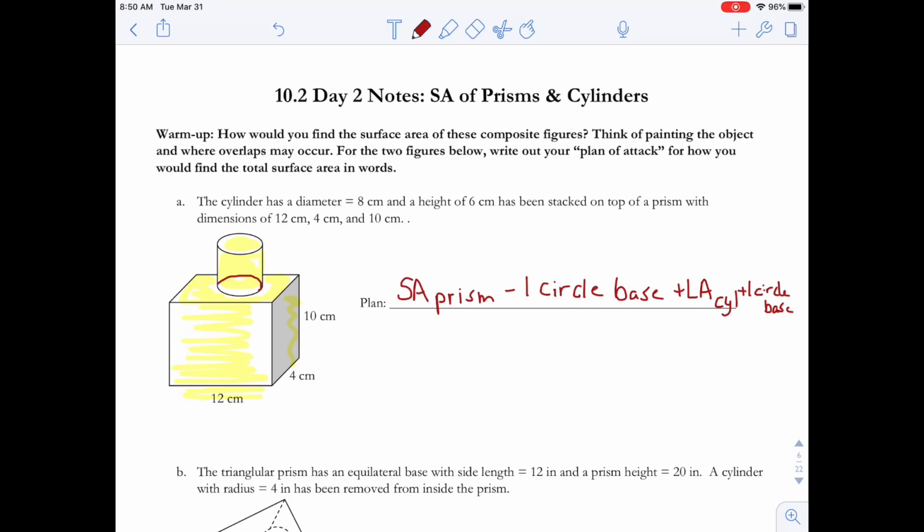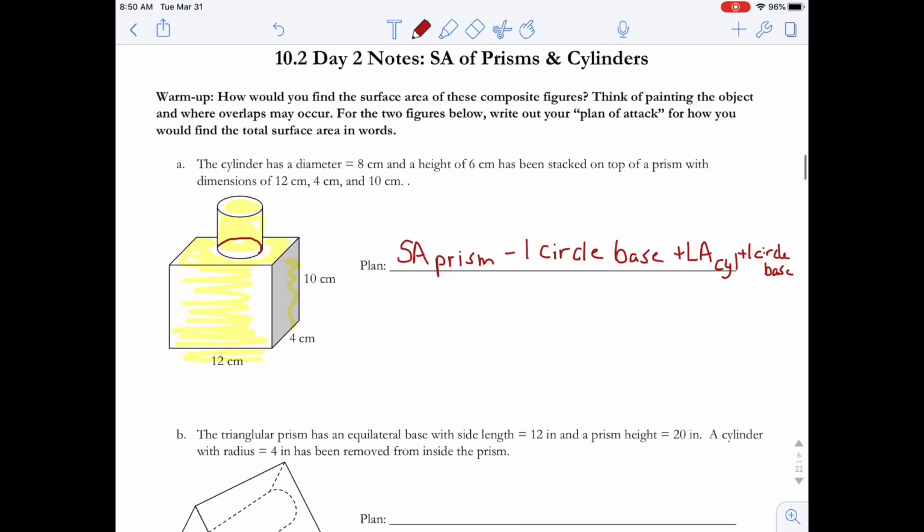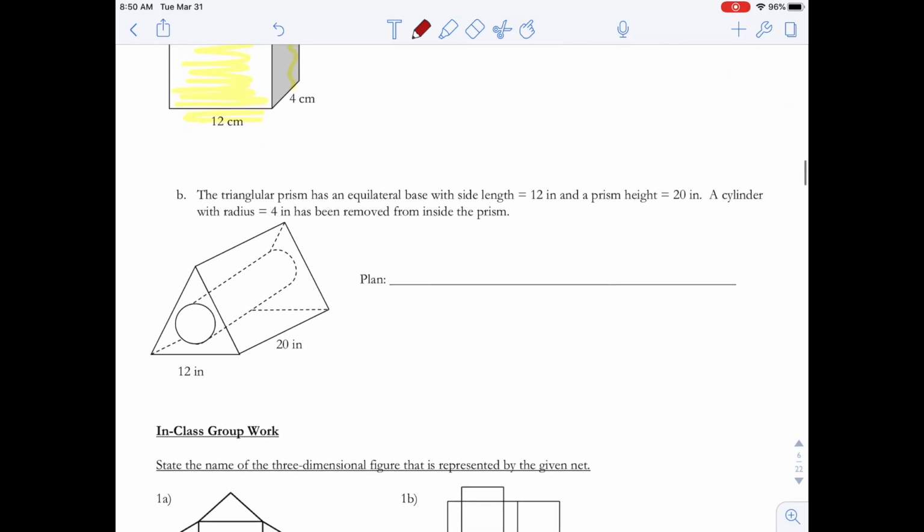Now, this is not the only way to get there. Okay, this is a possibility of doing that. Our next shape we have here is a triangular prism. Okay, because it has the triangular bases. And then we have a cylinder that is cut out of the inside. So think about it. Let's start with the idea of that triangular prism. Let's start with the entire surface area of the triangular prism.